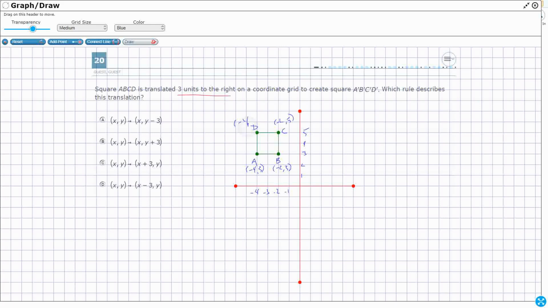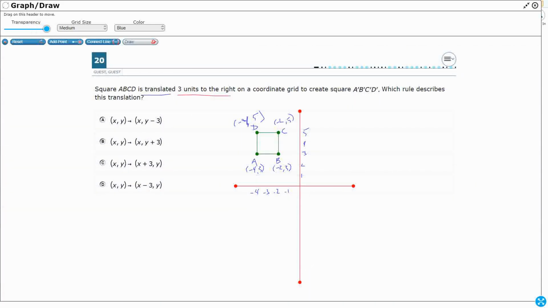Now, one thing we need to keep in mind here is that when it says it's translated, that tells us we are going to shift it either up or down or left or right, or possibly up and then right or down and then left. We also need to remember that when we translate something, it is called a rigid transformation. And what that means is we are going to preserve congruence. We aren't shrinking it.